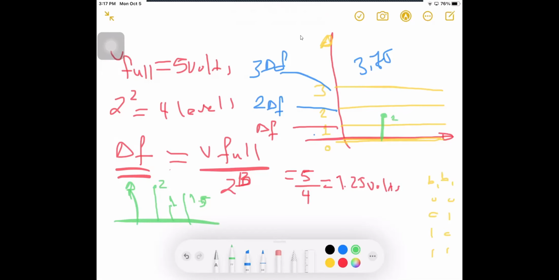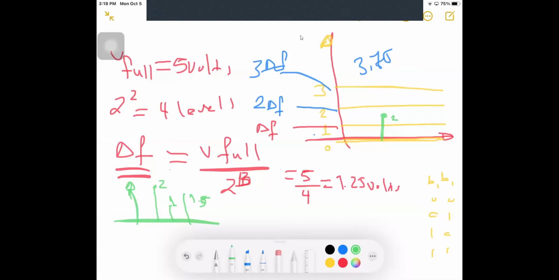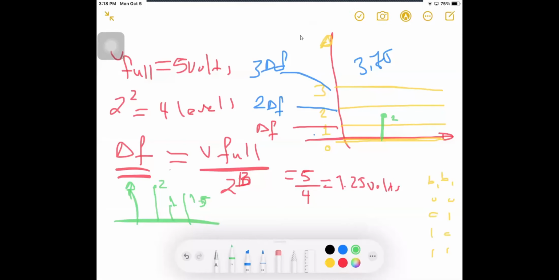The 2 volt sample lies between 1.25 and the upper level, 2.5. Is it better to be rounded or approximated to level 2 or level 1? Level 1? Why level 1? It's greater than level 1, which is 1.25, but not by very much. Okay, look, please.